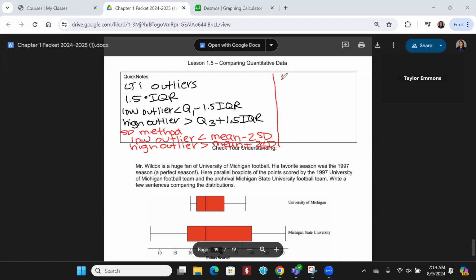Okay. Learning target number 2, we talked about the 5-number summary. It's just a fancy way of saying the box and whisker plot. So we talked about the min, quartile 1, the median, Q3, and the max. So min, Q1, median, Q3, and max.